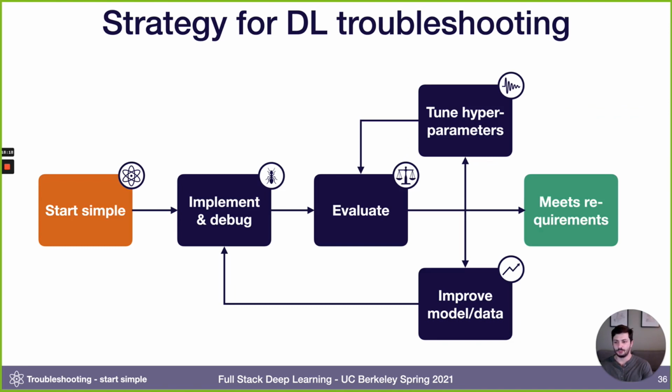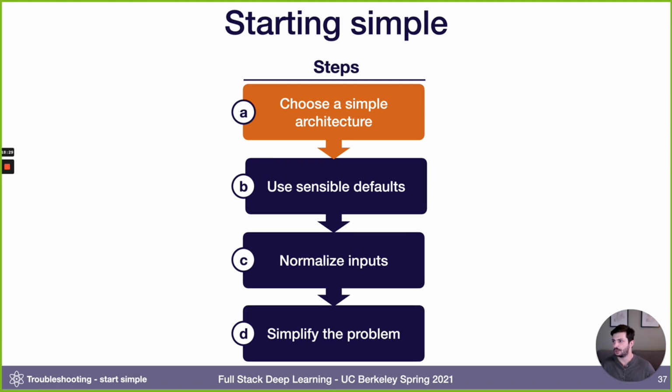So basically, the rest of this lecture is we're going to walk through this strategy, and we're going to talk through some more details about how to implement each of these steps. So starting simple. All right, so the steps that we're going to talk about here are, first, we're going to choose a simple model architecture. And then we're going to pick some sensible defaults for that model architecture. Then we'll talk about normalizing inputs. And then finally, simplifying the problem itself.